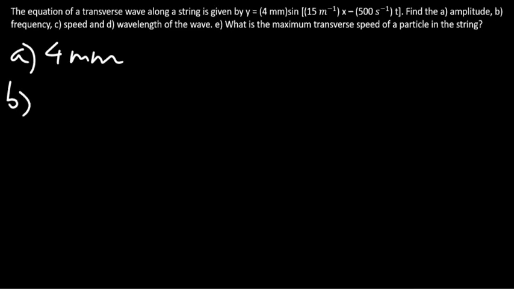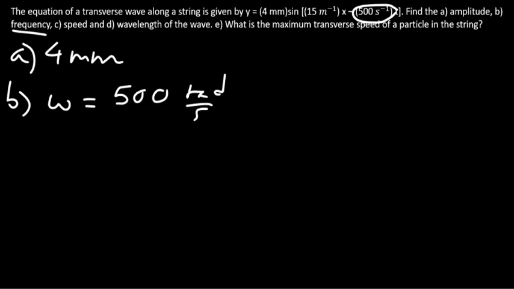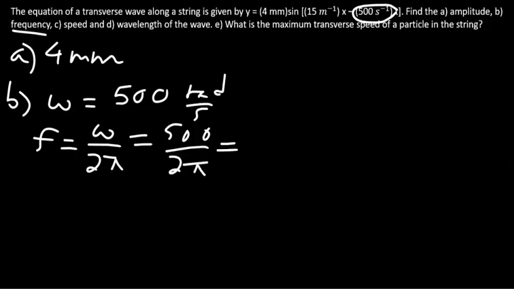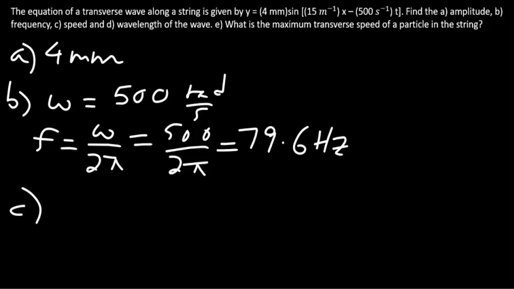Now let's do frequency. We are dealing with the linear frequency here, so the number that multiplies time is the angular frequency. So angular frequency is 500 radian per second. So that means the frequency is that angular frequency over 2 pi, so 500 over 2 pi, which is about 79.6 hertz.